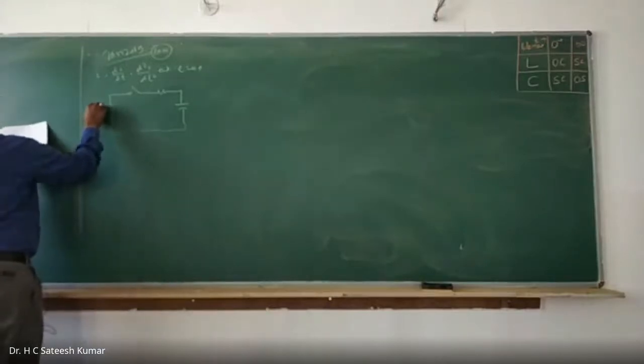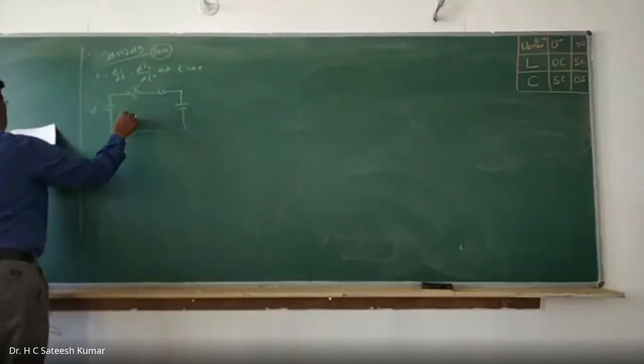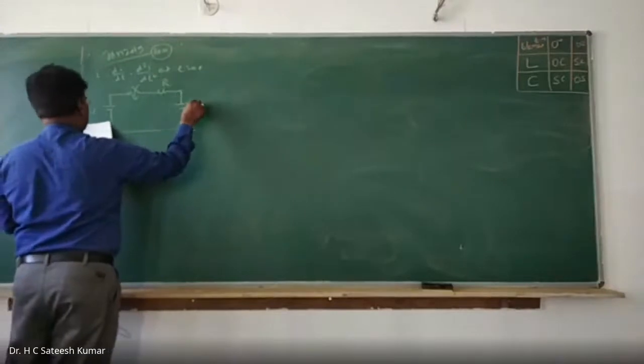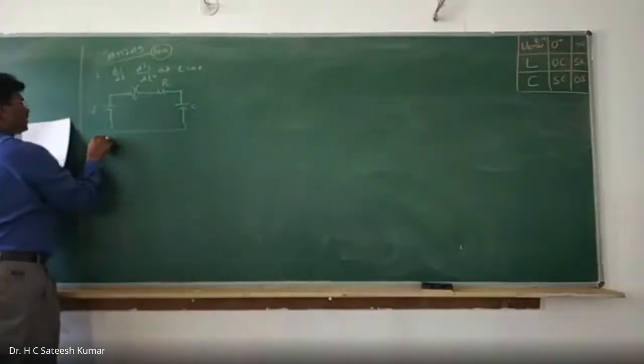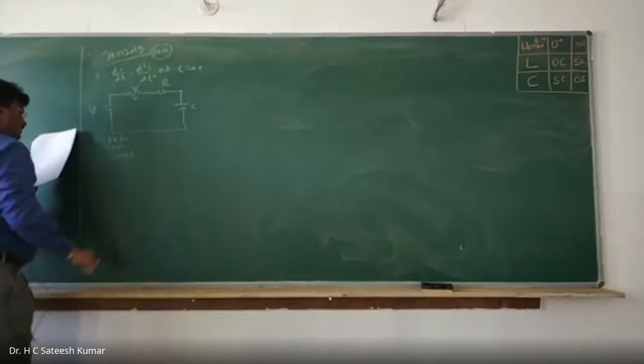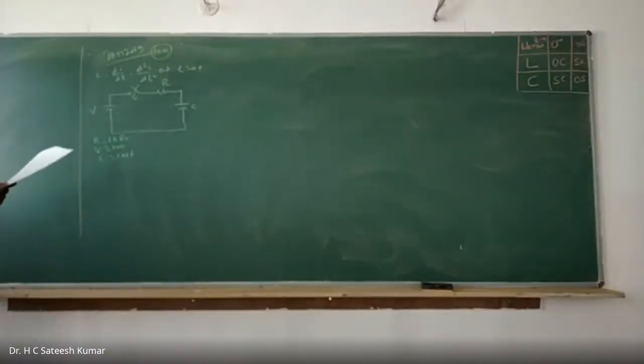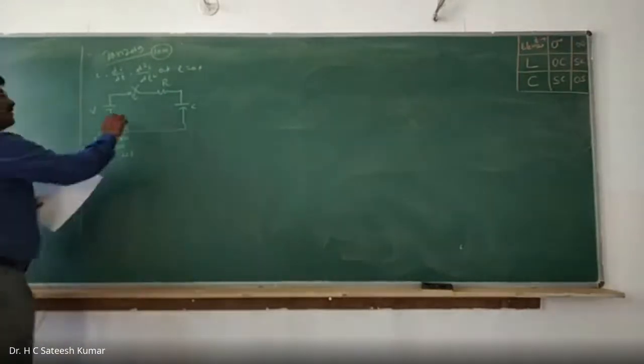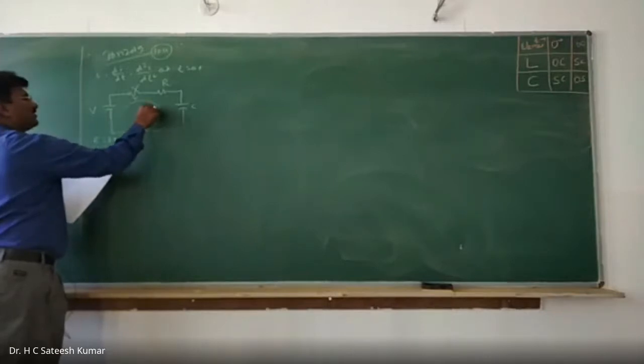So this is V, this is the closing switch, this is R, this is C. R is equal to 1 kilo ohm, V is equal to 100 volts and C is equal to 1 microfarad. Apply KVL. So first you apply KVL. This is your i of t.